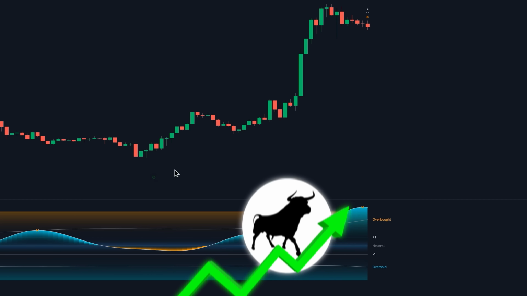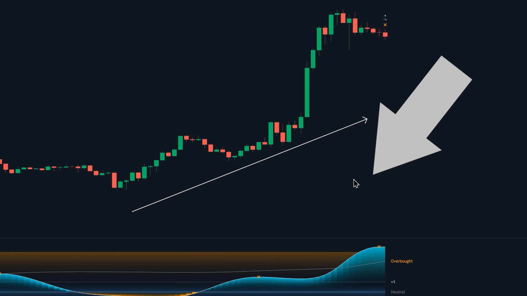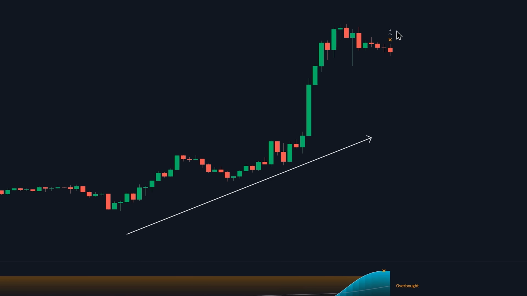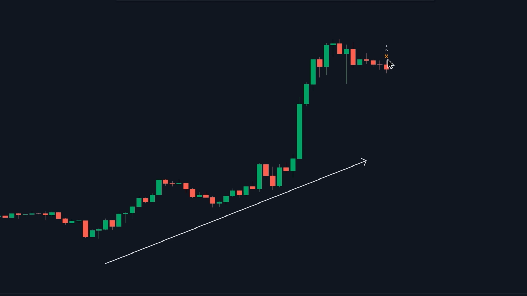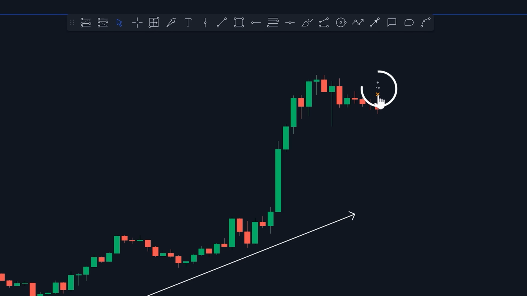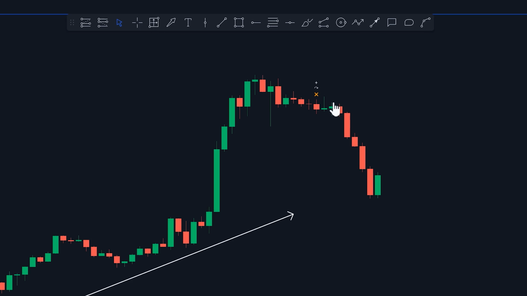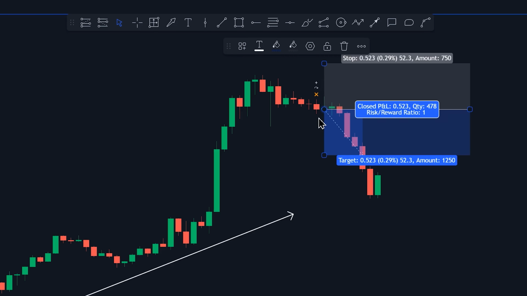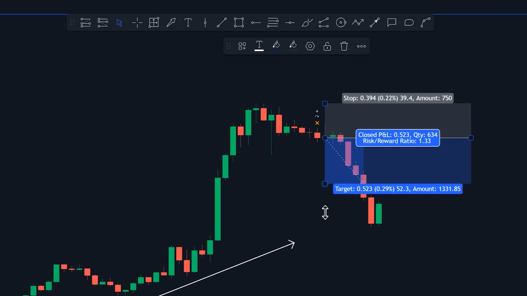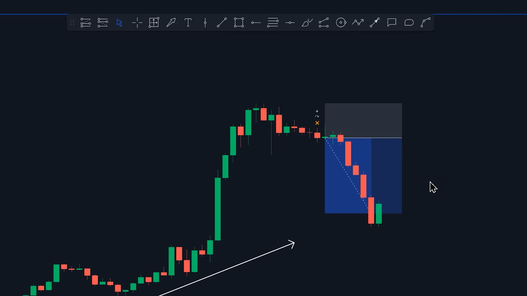Ladies and gentlemen, this is a bullish trend, and this indicator indicated that the market is gonna reverse to the downside right at this point. If we let the market play out, we can see that the price indeed went down, and if we were to take a short position here, we can see that that trade would have been profitable.